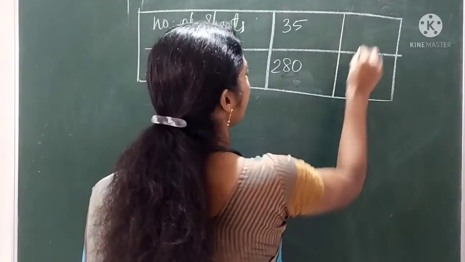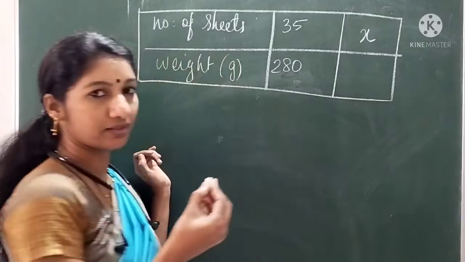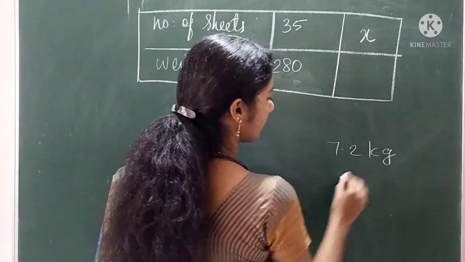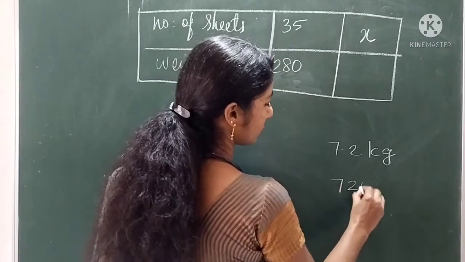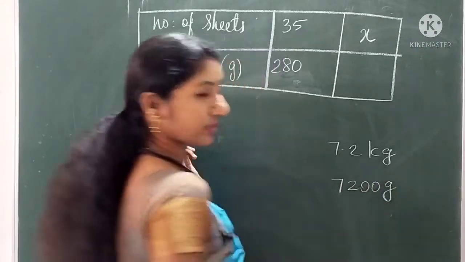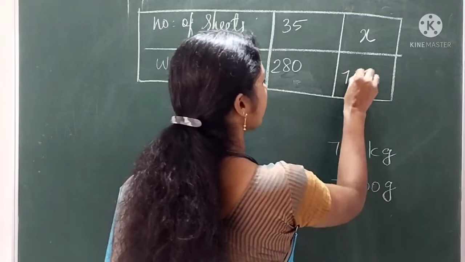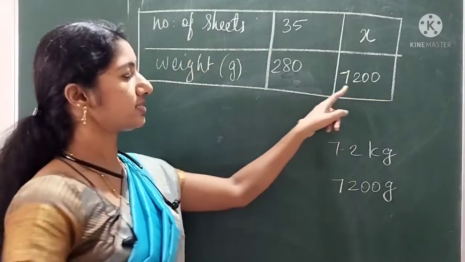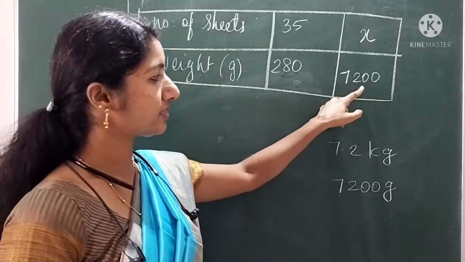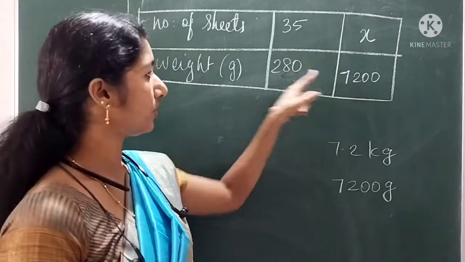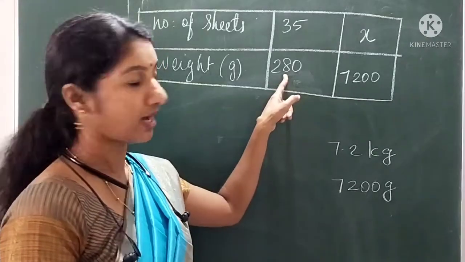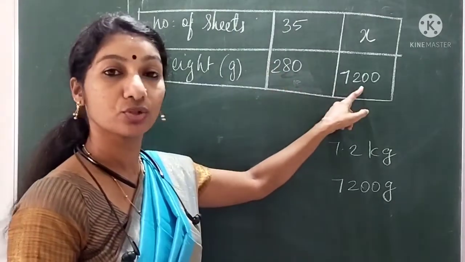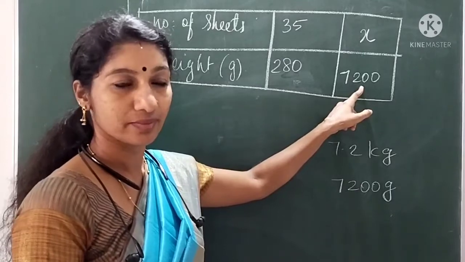We need to find how many sheets there will be with the weight 7.2 kilogram. 7.2 kilogram means 7200 gram. So 7200 is the value you need to write here. You don't write 7.2 here, because if you write 7.2 it will be read as gram, since we have 280 gram. Otherwise, you need to write 0.28 kilogram. So it is better to convert into gram, and you can avoid the decimal.